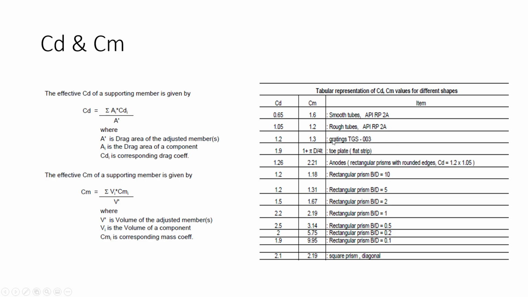For grating in the splash zone, we have to calculate the CDCM for that also. So this is the formula: summation of A_i times CD_i divided by A. A_i is the drag area of the adjacent member, A is the drag area of the component, and CD_i is the corresponding drag coefficient. Same way for CM, in terms of volumes: V_i is the volume of the adjacent member, V is the volume of the component, and CM_i is the corresponding mass coefficient. So this is the summation we have to calculate.